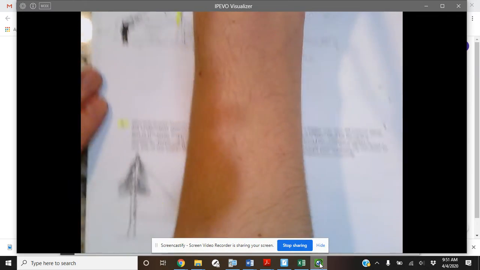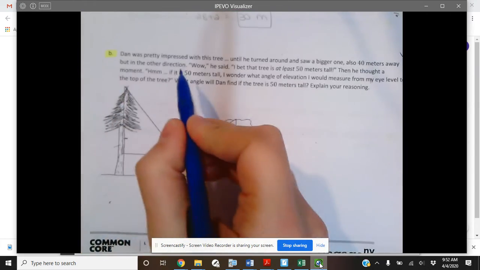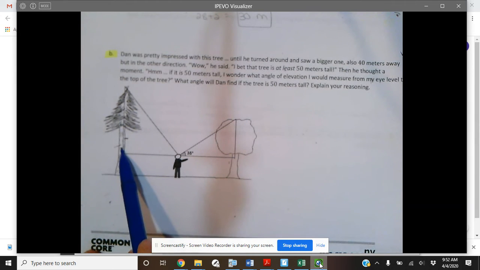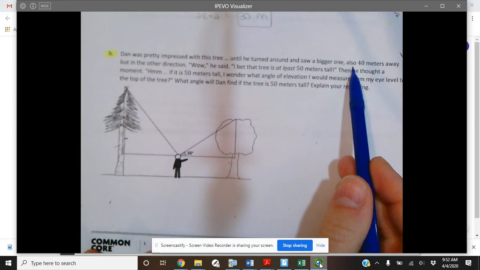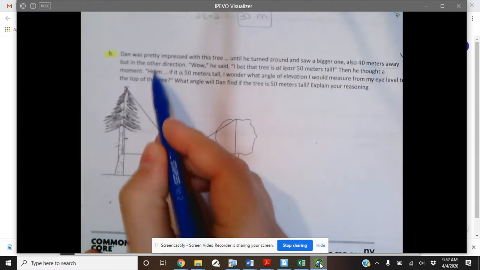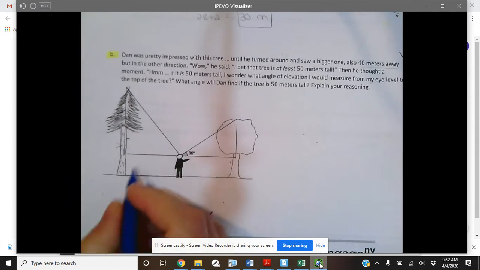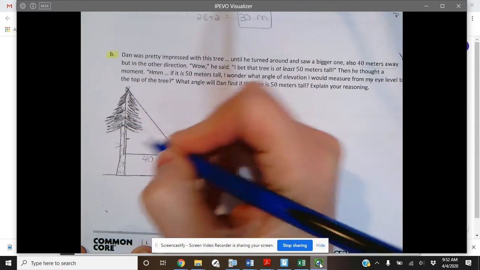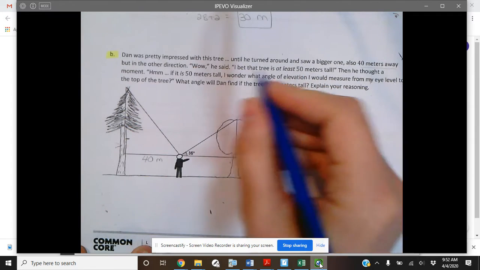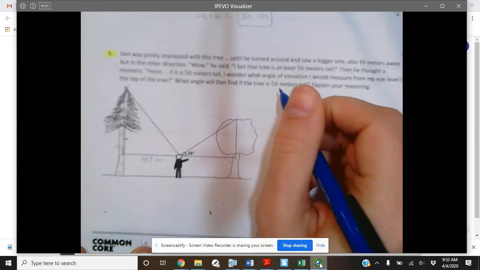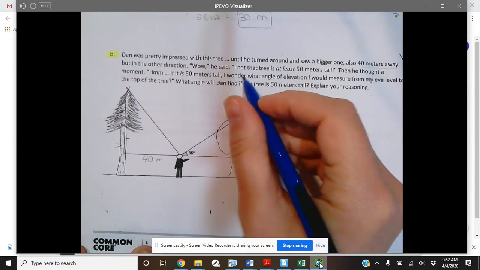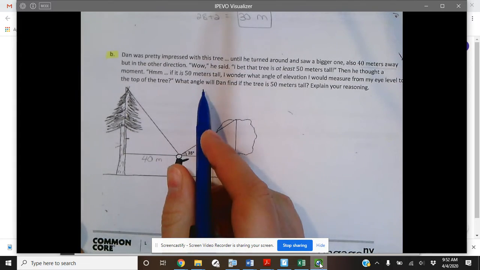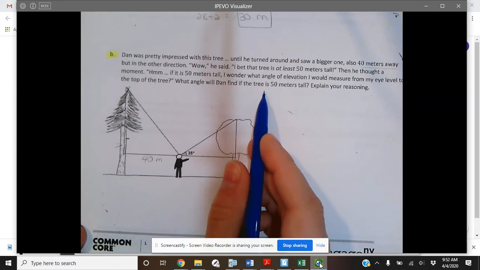Now, let's move on to part B of that problem. Dan was pretty impressed with this tree until he turned around and saw a bigger tree. So here was the initial tree, here's the larger tree. And that tree is also 40 meters away, but in the other direction. So let's put 40 meters on the bottom there. He's 40 meters from the other tree. And he said, well, I bet that tree is at least 50 meters tall. And then he thought, if it's 50 meters tall, I wonder what the angle of elevation I would measure from my eye level to the top of the tree would be. So what is the angle of elevation if the tree is 50 meters tall?